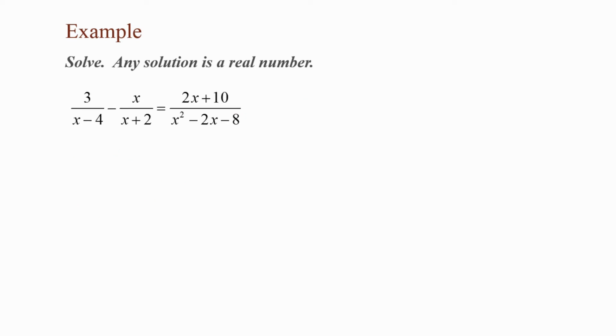In this example, solve. Any solution is a real number. 3 divided by x minus 4 minus x divided by x plus 2 equals 2x plus 10 divided by x squared minus 2x minus 8. My first step is to factor x squared minus 2x minus 8.